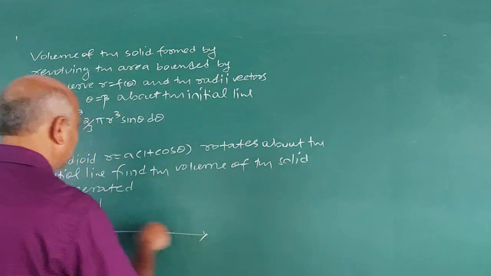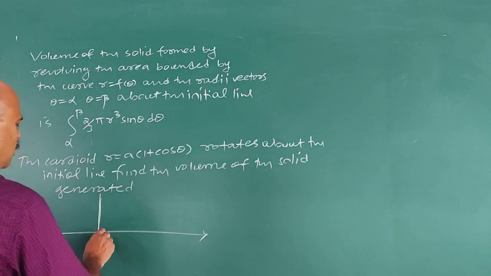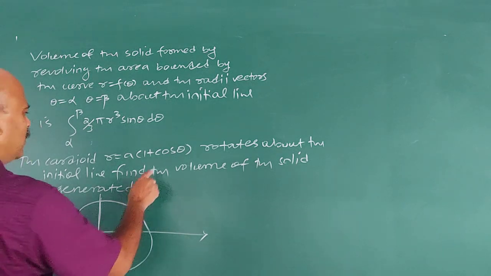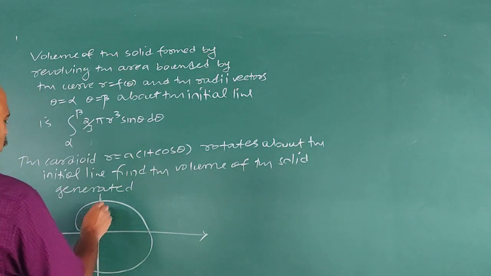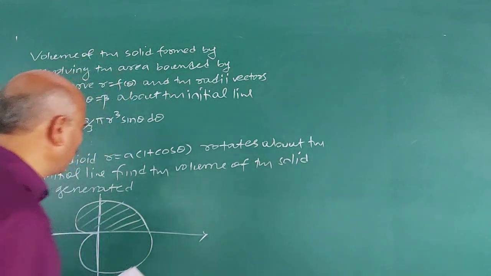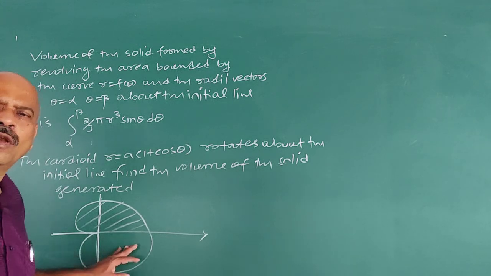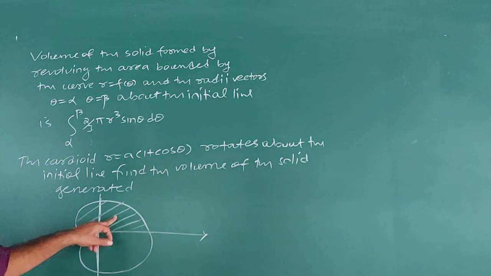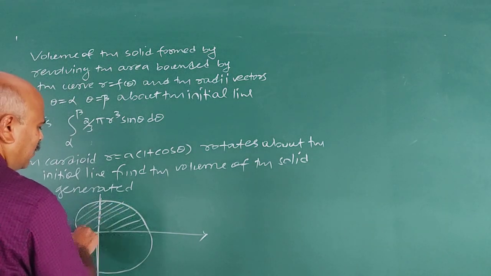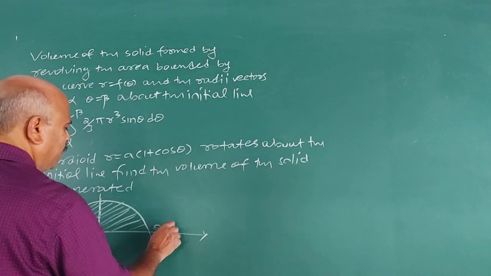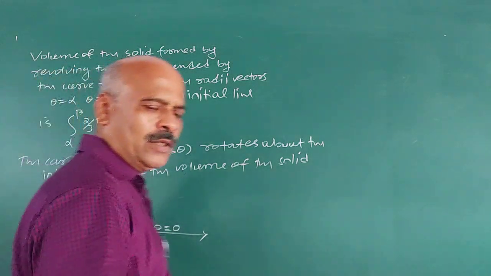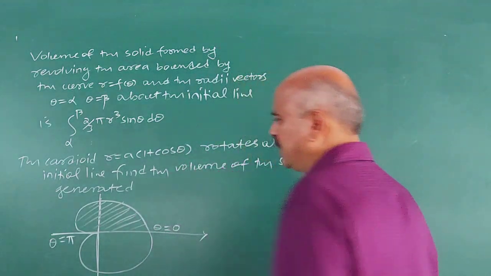Consider this is the initial line, this is the line theta equals pi by 2, and the cardioid r equals a into 1 plus cos theta is like this. Now this area is revolved about the initial line. Because of symmetry, if you revolve the complete cardioid or only this part, you will get the same solid. So I take only this area revolved about the initial line. What is the initial line? Theta is 0, and the area is bounded by two lines: one is the initial line, the second is theta equals pi.